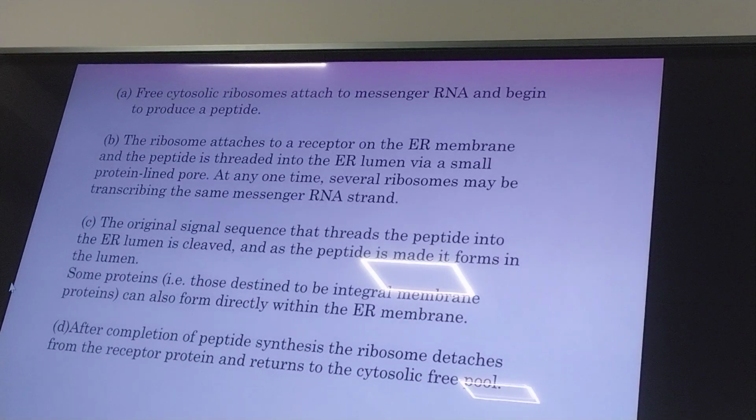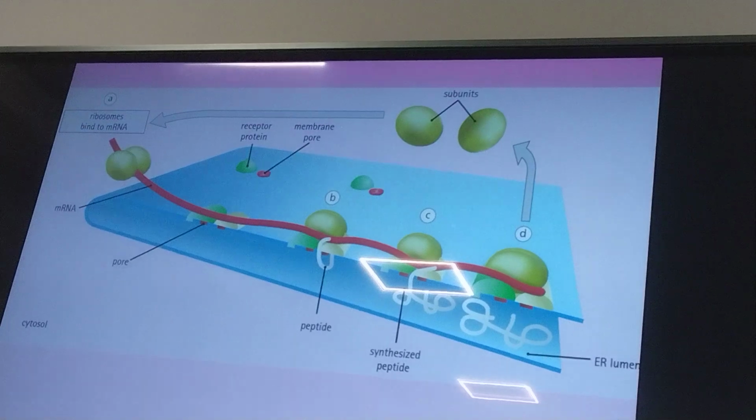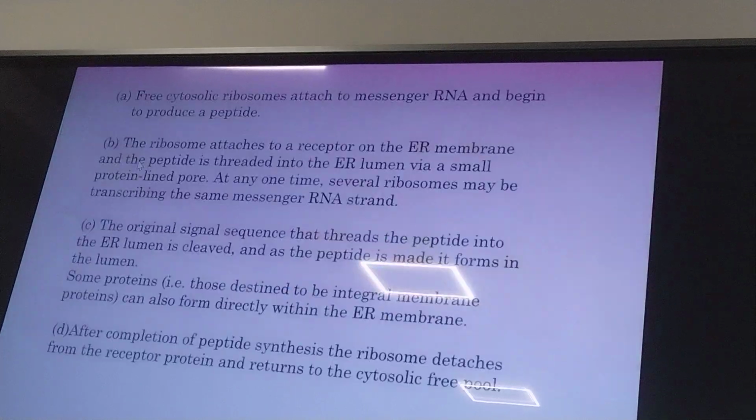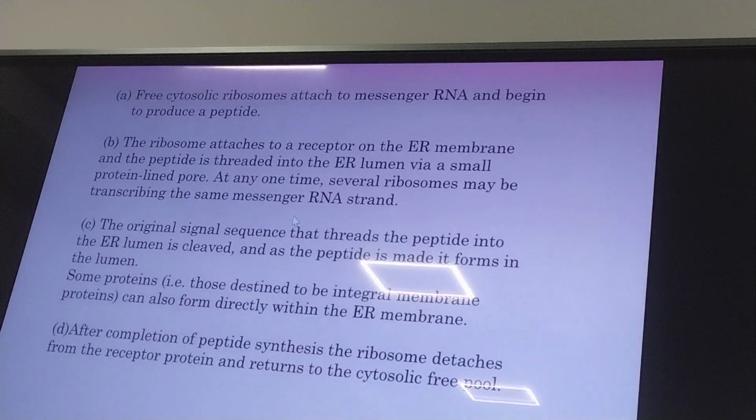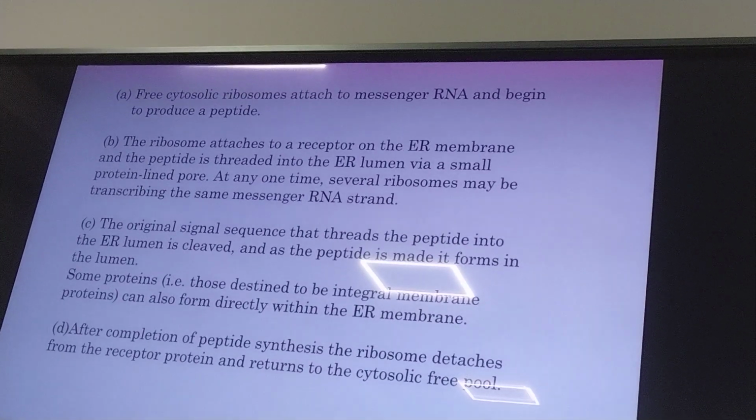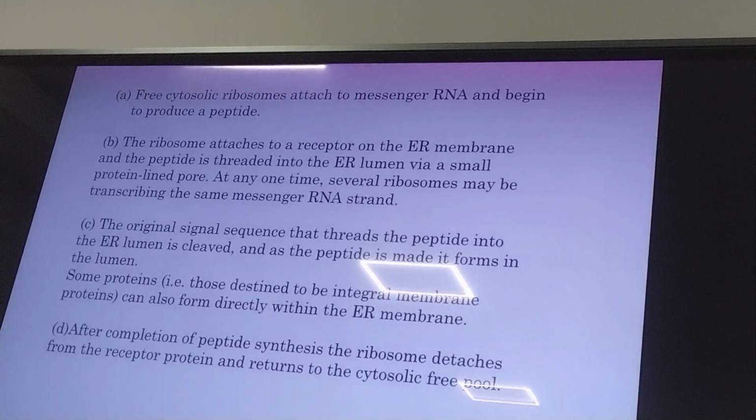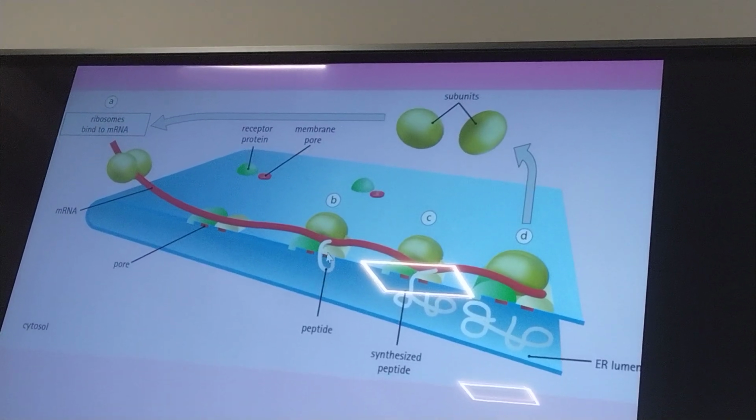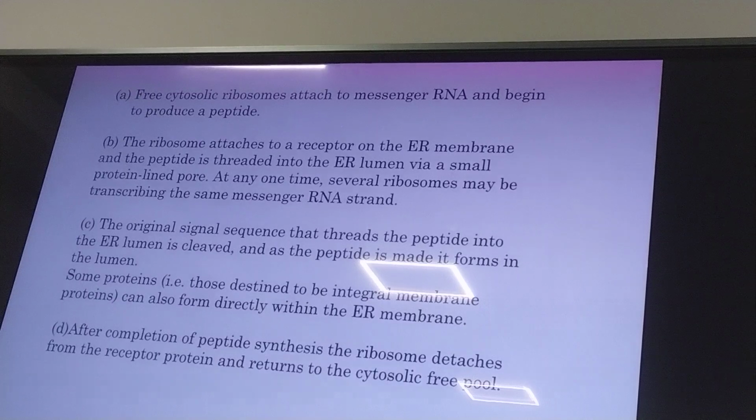So in this text I have the same. Free cytosolic ribosomes attach to the messenger RNA and begin to produce peptide. That's the A. This red one is messenger RNA. And here the ribosomes attach to the receptor of endoplasmic reticulum membrane, and the peptide is threaded into the endoplasmic reticulum lumen by protein pore. That's a channel, like the transmembrane proteins we have in the plasma membrane.